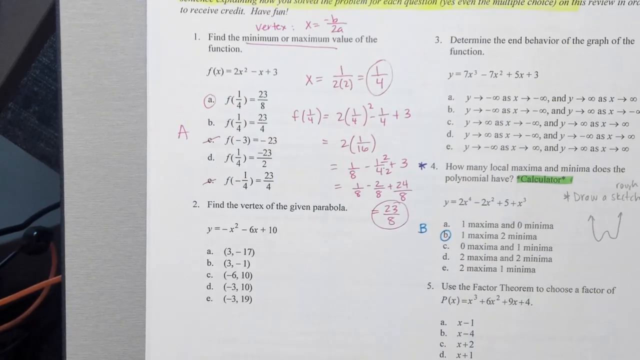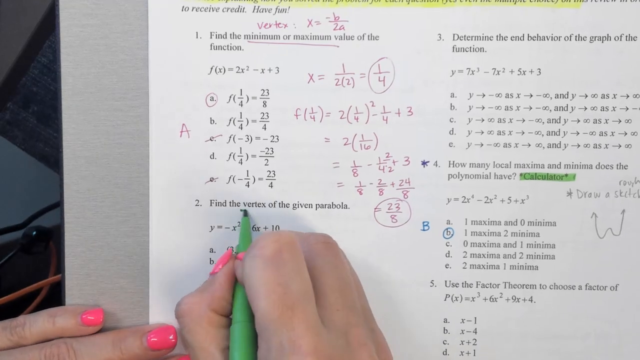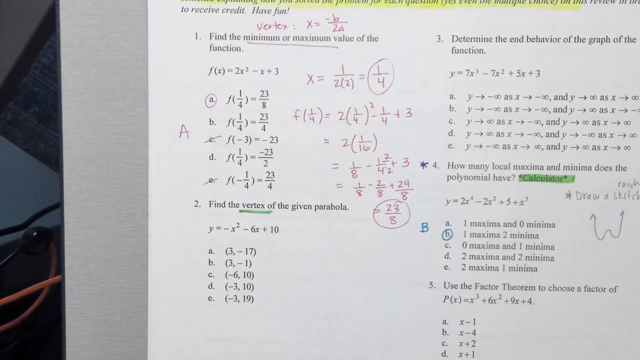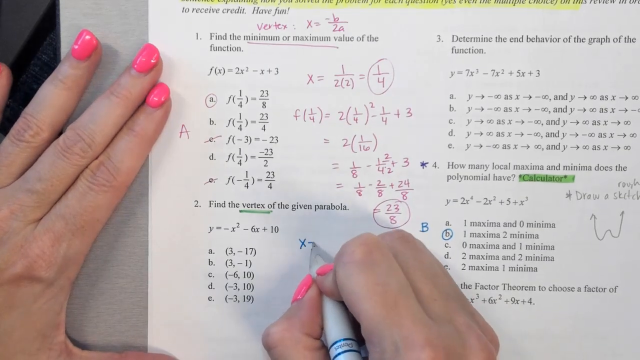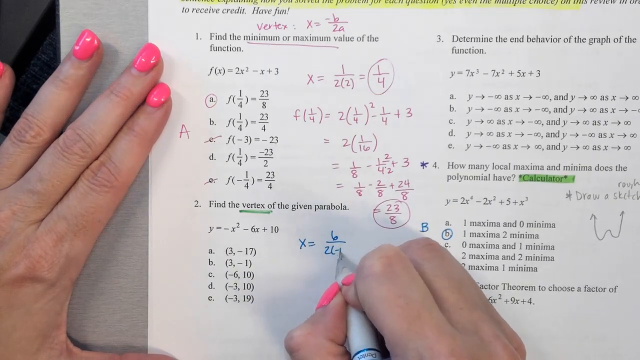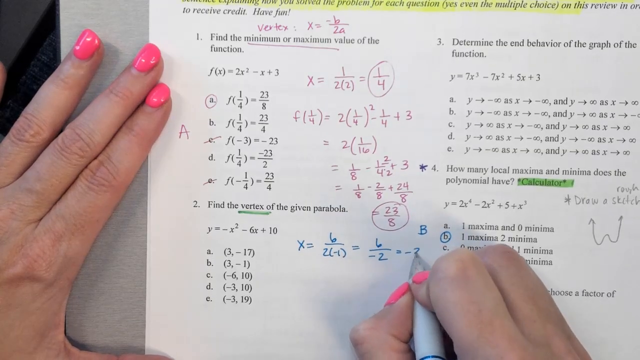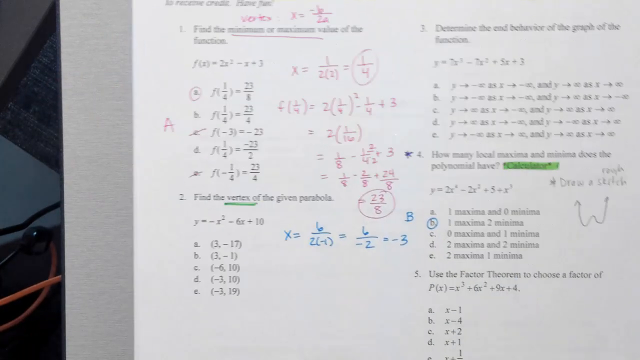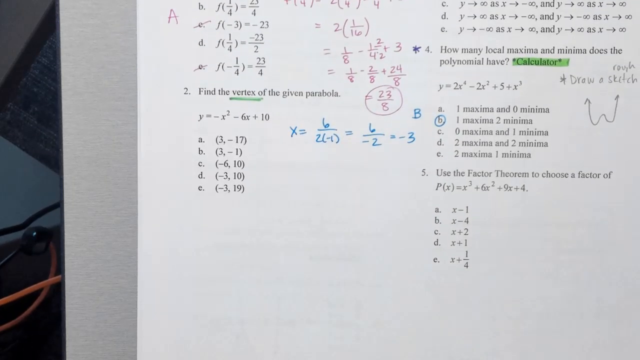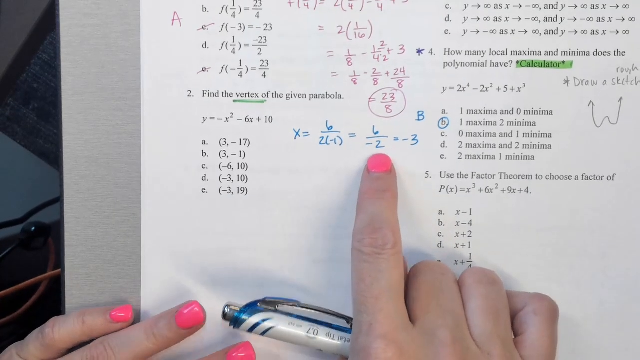Okay, and then for B, it says find the vertex. Vertex is the same thing as the max or min. So again, what I would do is the opposite of b over 2a. This is not the only way to find it. You can find the vertex using completing the square. You can put it in vertex form. That would be fine. Okay, I think this way is quicker.